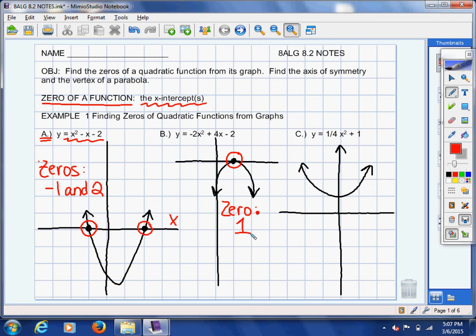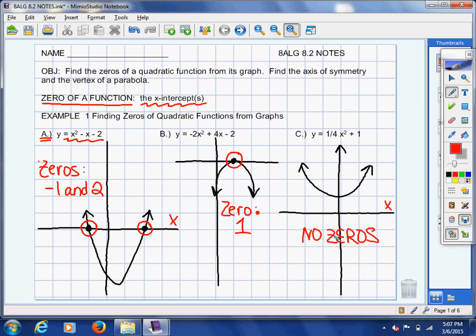Okay, let's go to C. Does it cross the x-axis? Here's the x-axis down here. Do you see that your parabola doesn't even cross that x-axis? So there are no zeros in this function.